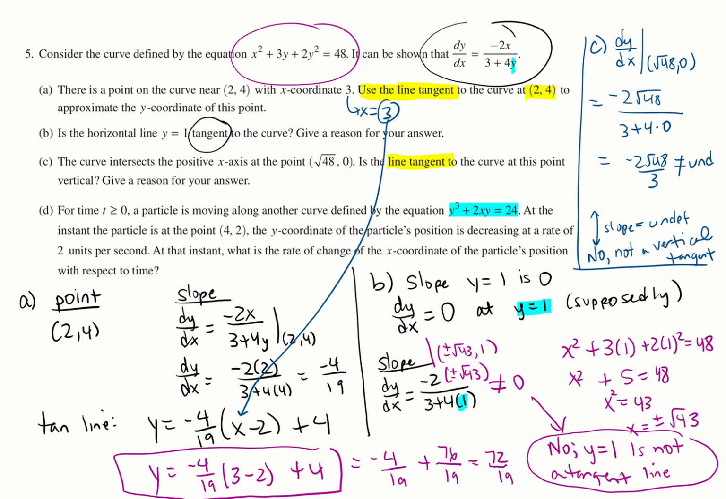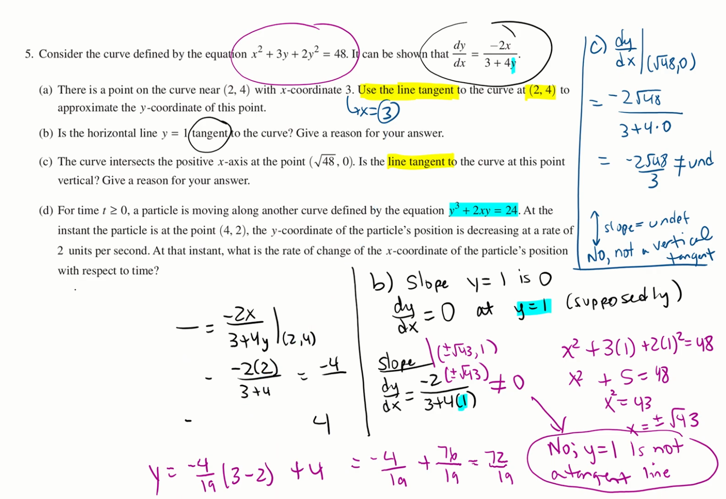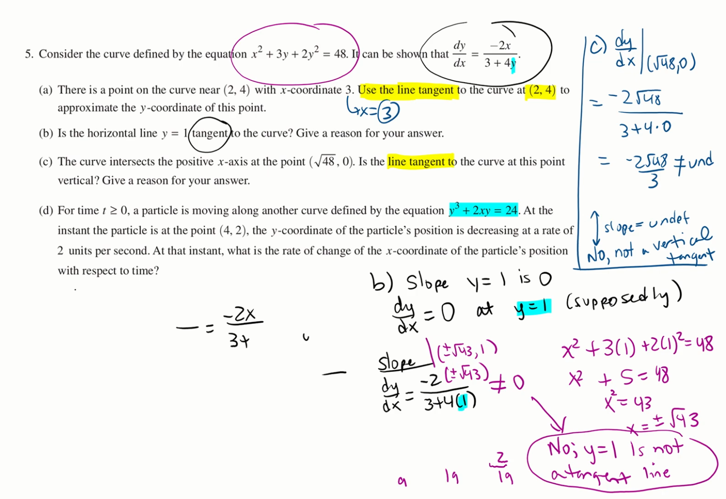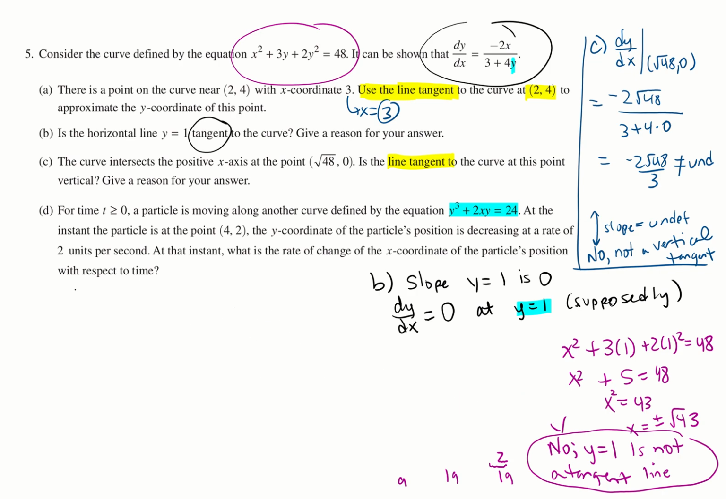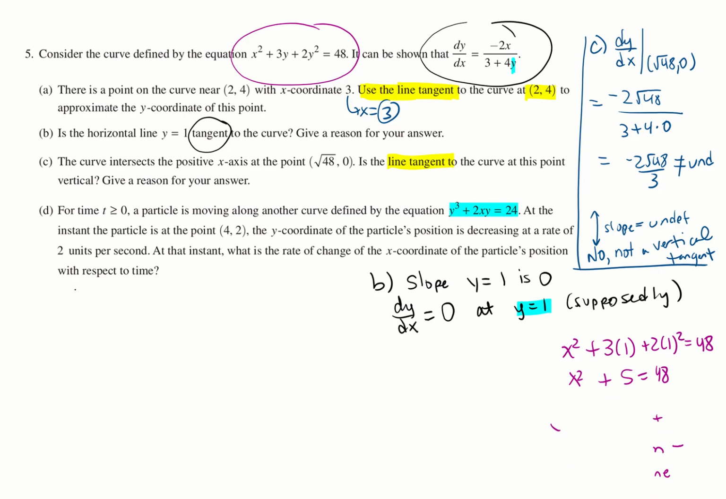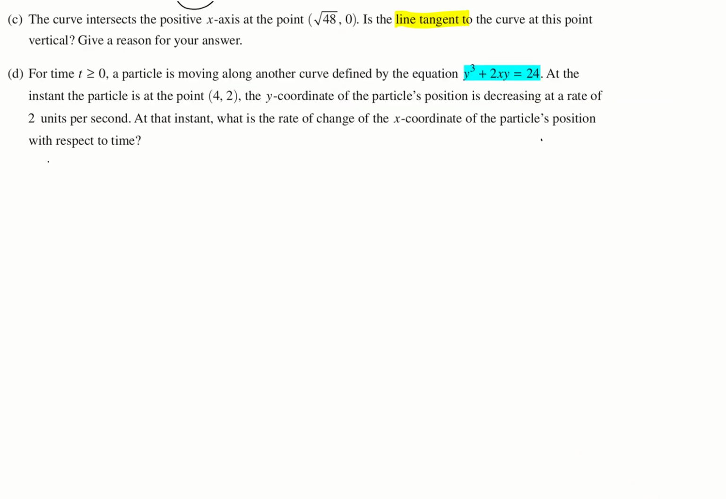All right, I'm going to erase this. You can find the rest of this information by reviewing the video and just going back a bit. But I want to be able to look at the screen while I'm doing the solution for D. Okay, so let's write down the information that we have and see if we can figure out what they're asking us to do. So we're looking at the instant that the particle is at the point 4, 2.